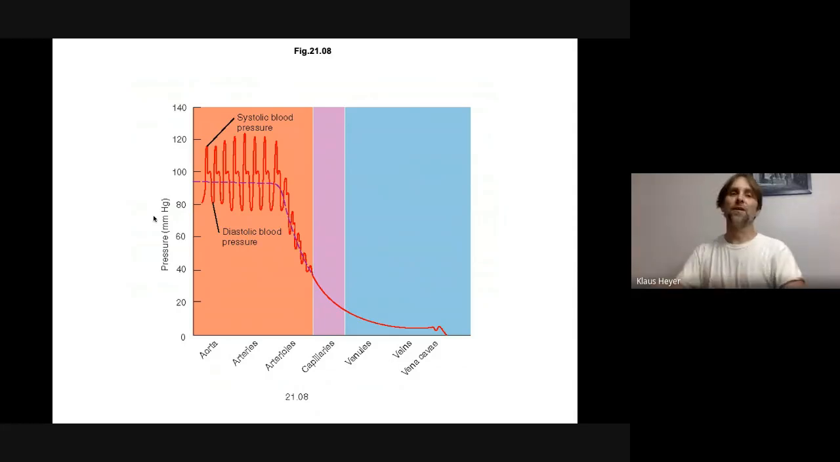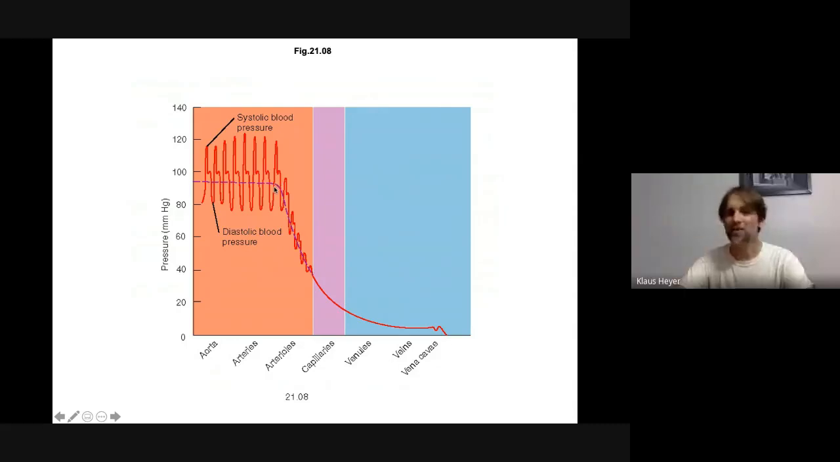So let's follow this blue line first. You can see the pressure in the aorta and arteries is somewhere, really closer to 100, but they've got it somewhere in the upper 90s. Okay, fine. It's kind of dropping.